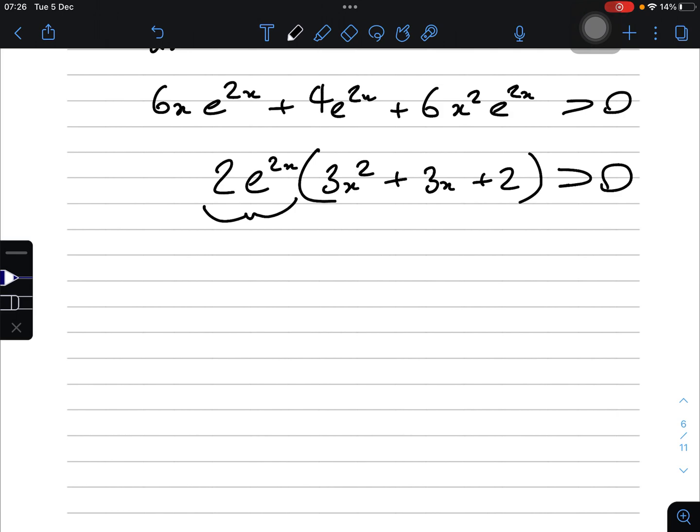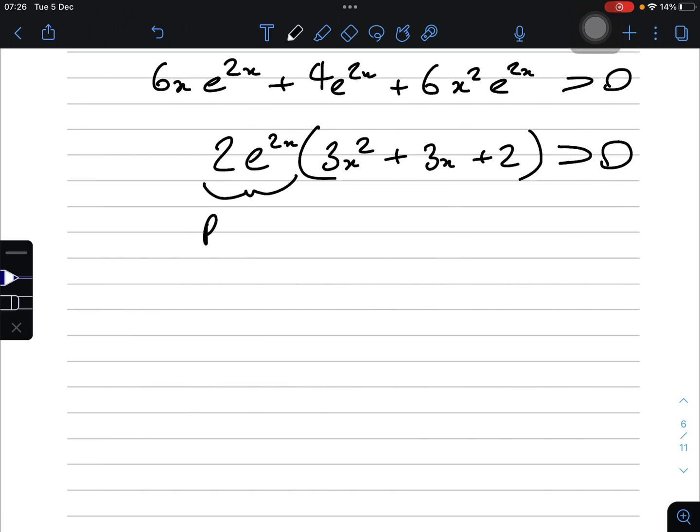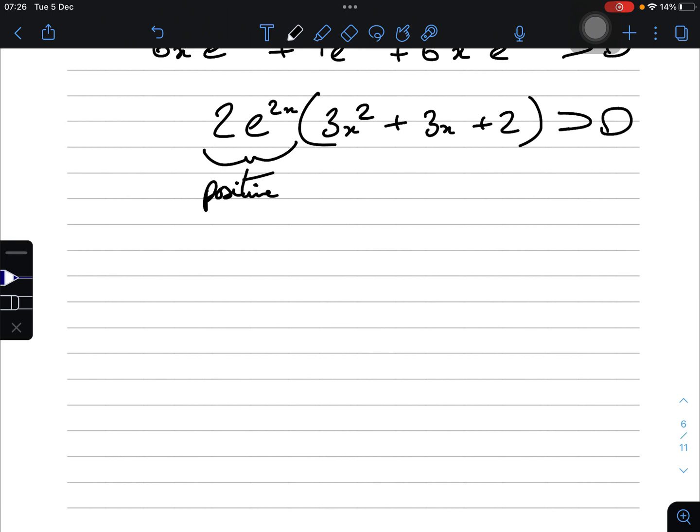It's always going to be positive because e to the 2x cannot be negative, because e is a positive number. We know the value of that, so this here is always positive. Let's think about our other term here. All we're left to prove is that this here is greater than 0. Well, how do we show that?